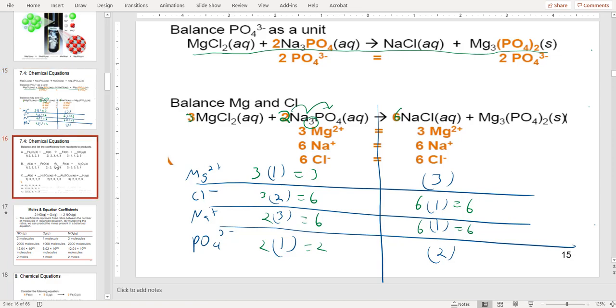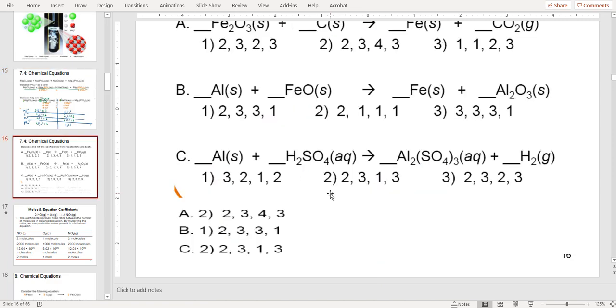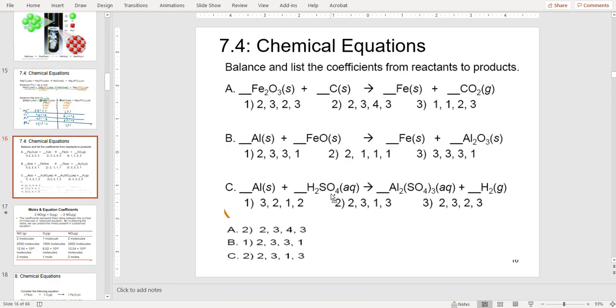And here are more examples on the next slide. Slide 16 that you can work through as well.